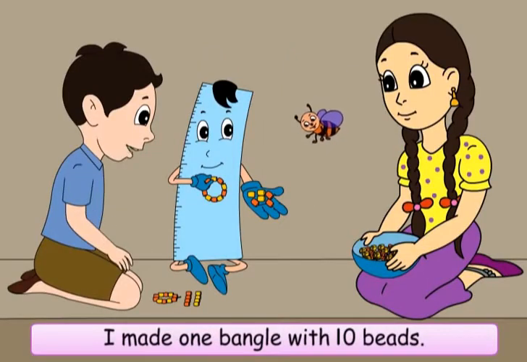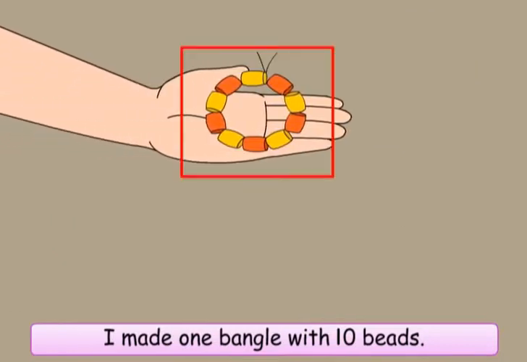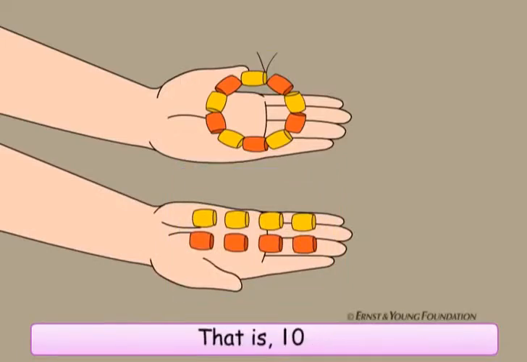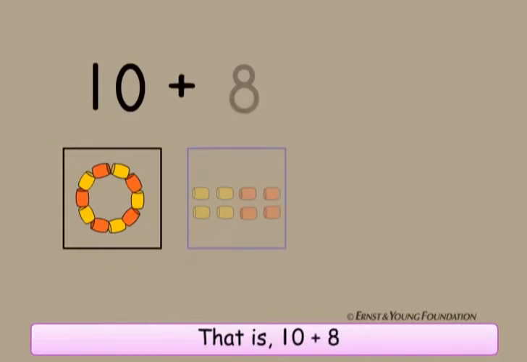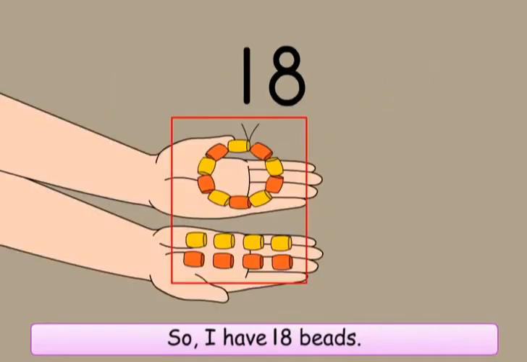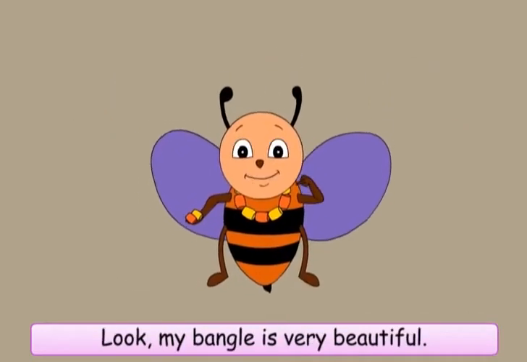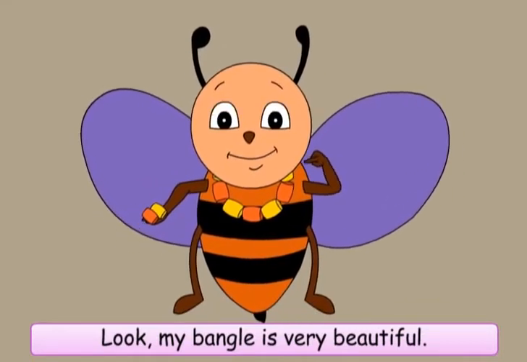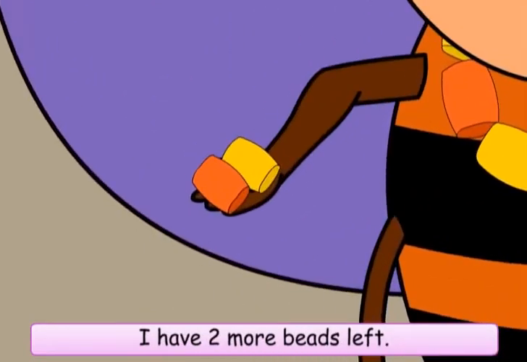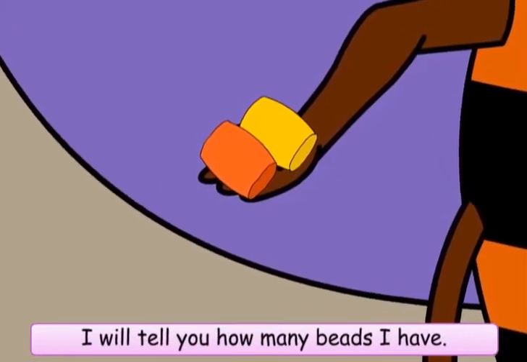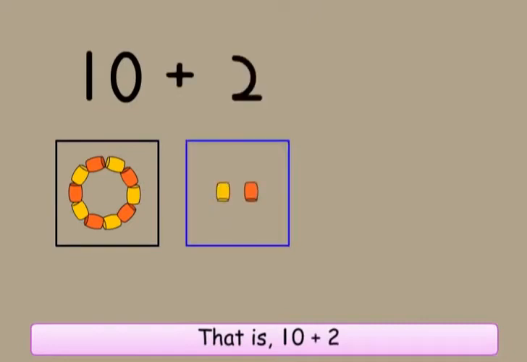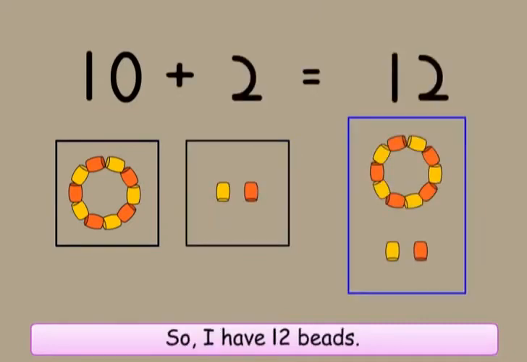I have made one bangle with 10 beads. I have 8 more beads left. That is 10 plus 8. So, I have 18 beads. Look, my bangle is very beautiful. I made one bangle with 10 beads. I have 2 more beads left. I will tell you how many beads I have. That is 10 plus 2. So I have 12 beads.